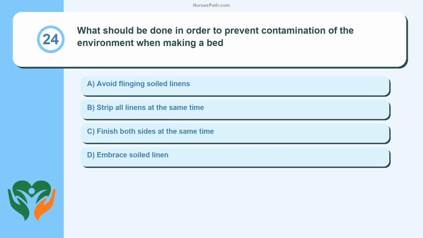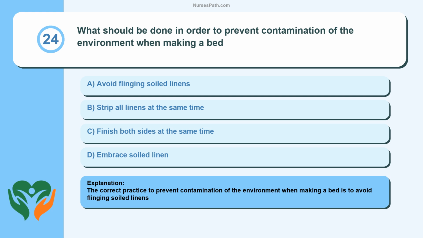Question 24. What should be done in order to prevent contamination of the environment when making a bed? Avoid flinging soiled linens. Strip all linens at the same time. Finish both sides at the same time. Embrace soiled linen. The correct practice to prevent contamination of the environment when making a bed is to avoid flinging soiled linens.